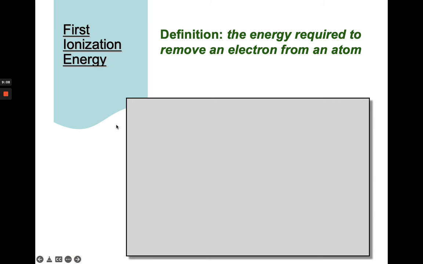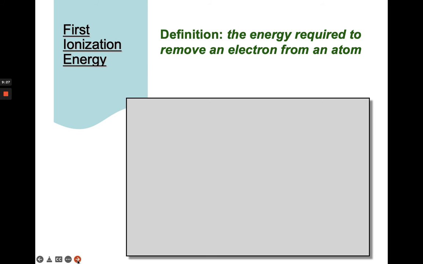All right, so the next trend is first ionization energy. Now, ionization energy is not the energy to make an ion. It's the energy required to make a 1+ ion. So the definition is the energy required to remove an electron from an atom, whether it wants to be removed or not. It's the energy to make it a 1+ ion.